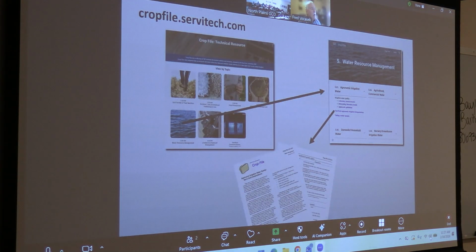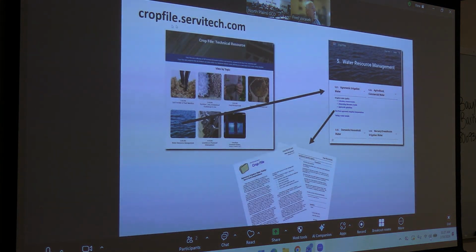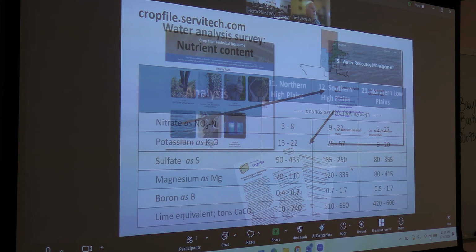I might point out on Servitech, we have what we call our crop file. If you go to water, go to this website, Water Resource Management. We just updated this, so it's going to look a little different. But we have some crop files, some you might say tech guides on irrigation and water quality, household water quality analysis that you can use as reference. So I'll just do a little commercial there for that.